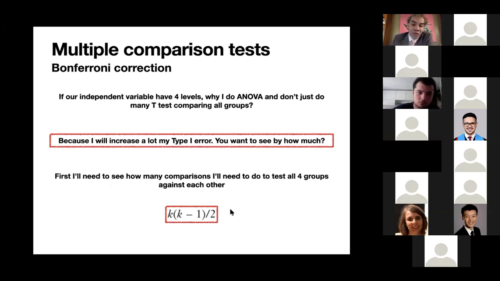And this little formula tells me that, where K is the number of groups, 4 groups. So 4 minus 1, 3. So 4 times 3, 12. 12 divided by 2, 6. So I'll need to do six comparisons.